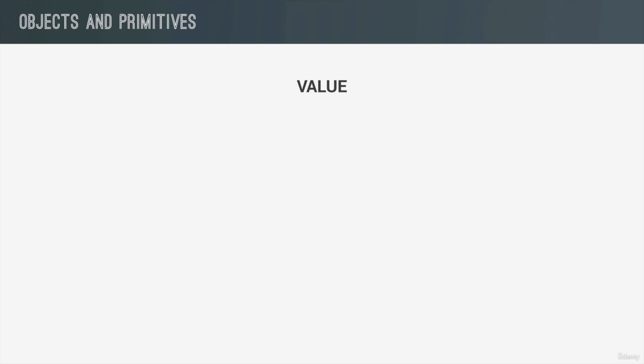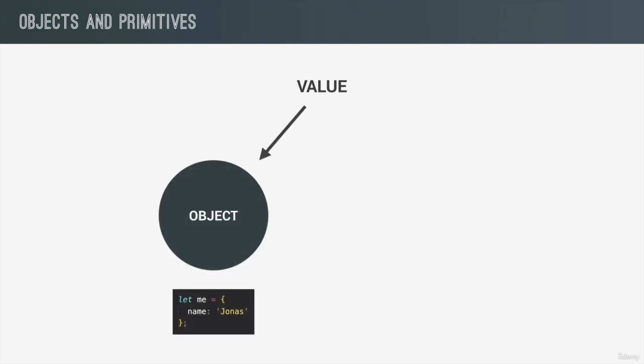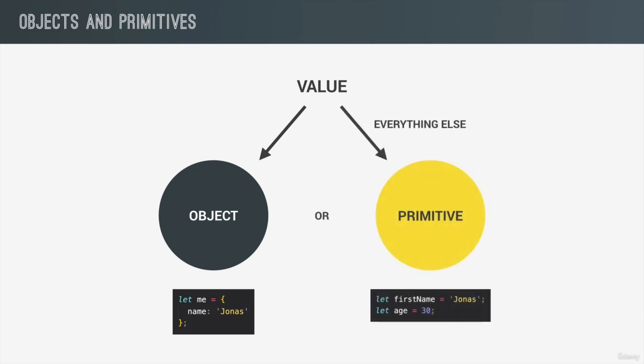And first of all, in JavaScript, every value is either an object, which looks something like this, or a primitive value. So a value is only a primitive when it's not an object. And we will learn all about objects later, but for now, let's really focus on primitive data types. So there are 7 primitive data types: number, string, boolean, undefined, null, symbol, and big int. So let's look at them one by one.